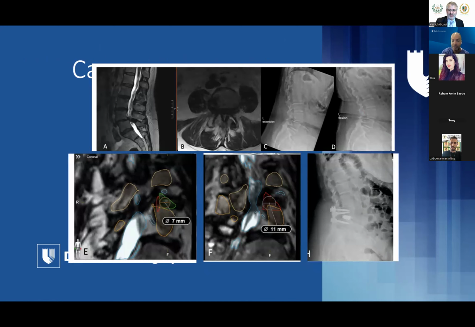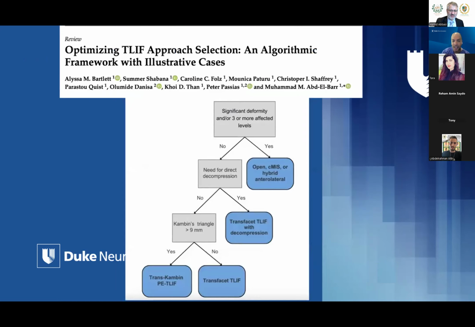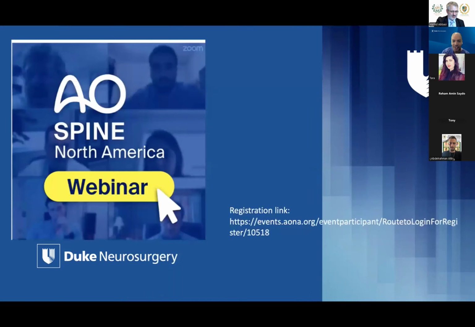So for posterior fusions, should we use Dr. Hamid's transcambin? Should we also use the transfacet that he's talked about? Now we don't base it just on surgeon preference; we actually have morphological markers to decide. I won't get into this now, but we've developed what we call a new TLIF algorithm. If you're interested, I think on Wednesday I'm giving an AO seminar talking about this TLIF algorithm. So stay tuned to that if you have time.